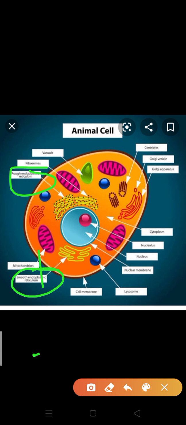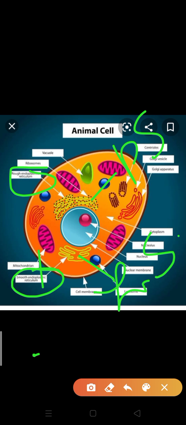Now the other one is the smooth endoplasmic reticulum. It does not possess any kind of ribosomes. Clear? But it is a major site of lipid synthesis. In rough, protein synthesis can take place. In smooth, lipid synthesis can take place. Okay, so they both are very important.